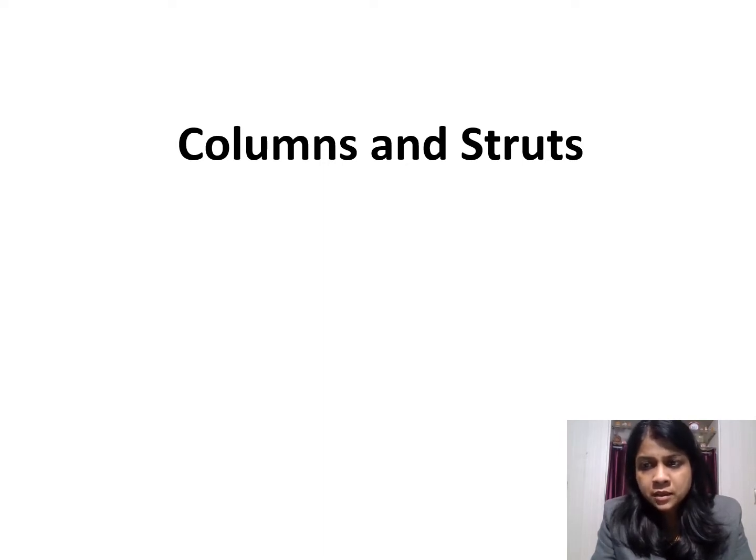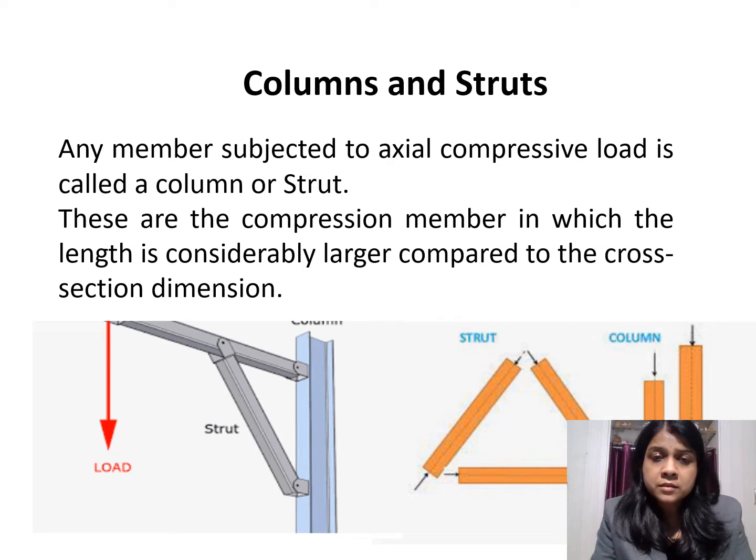Now, we can see in the next slide that columns are the vertical members, those taking all the compressive loads. But struts are compression members but not vertical members. These are the inclined or horizontal members taking compressive loads. So this is the basic difference between columns and struts. Columns are vertical members and struts are short columns or compression members but not vertical. They are inclined or horizontal.